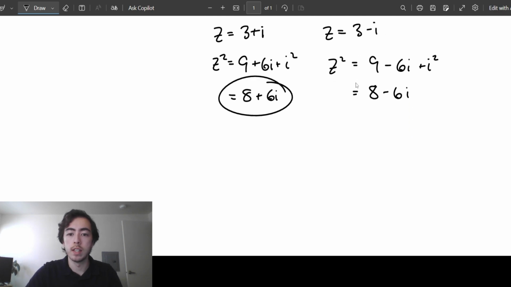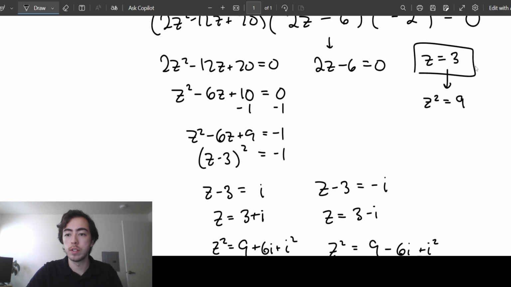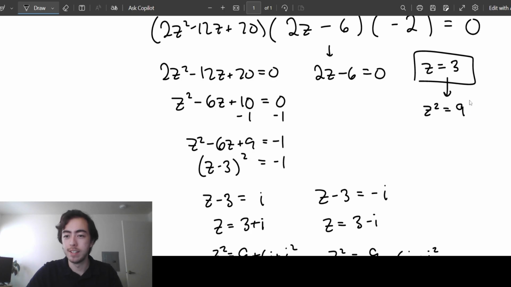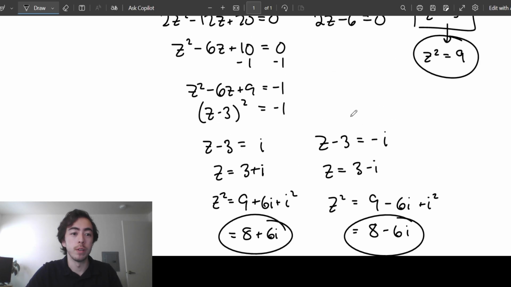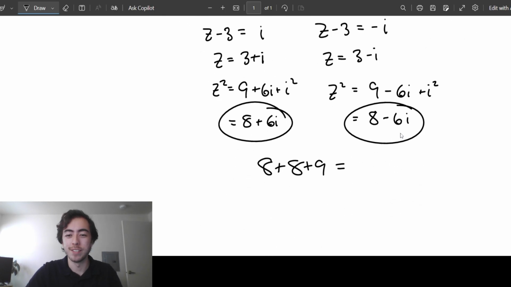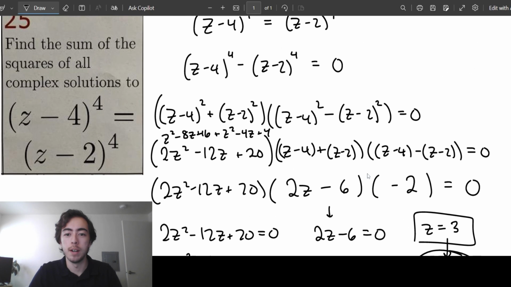So if we add this squared solution and that squared solution, it's basically just doing 8 plus 8, because this positive 6i and that minus 6i will cancel each other out. And so overall, we do get 25 for the total. Cool. So there is the solution.